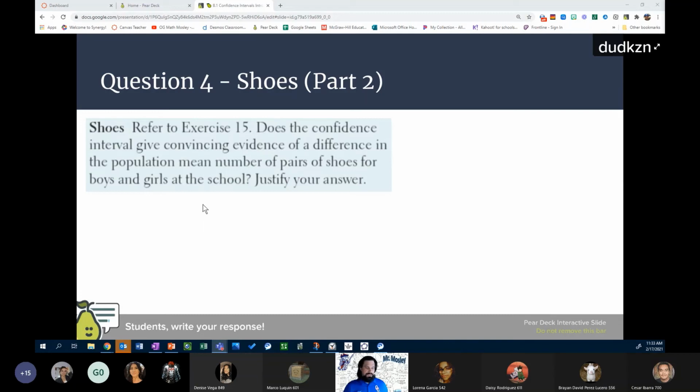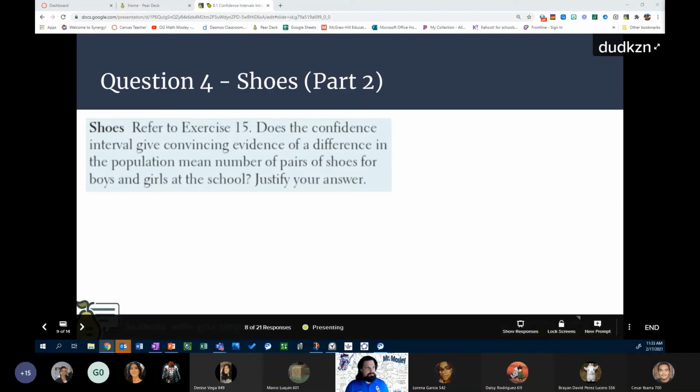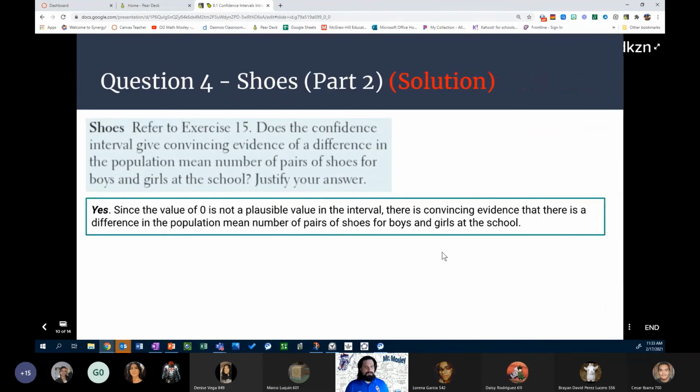All right. That means, come on. Why did this one not go forward? There it is. So yes, right. Since the value of 0, meaning there is no difference, is not a plausible value in the interval, there is convincing evidence that there is a difference in the population mean number of pairs of shoes for boys and girls at the school.